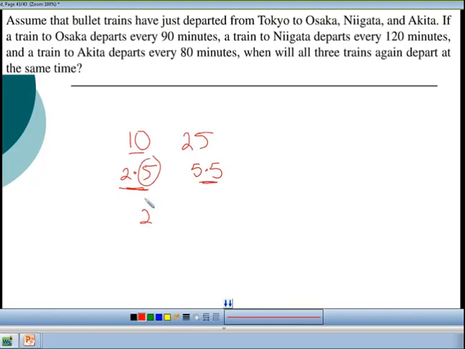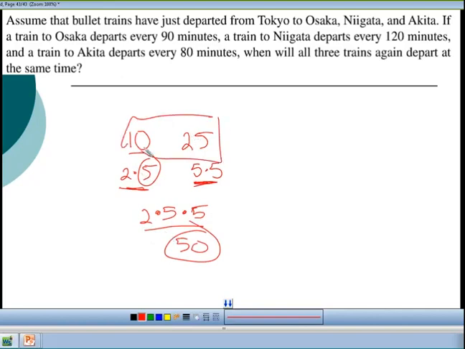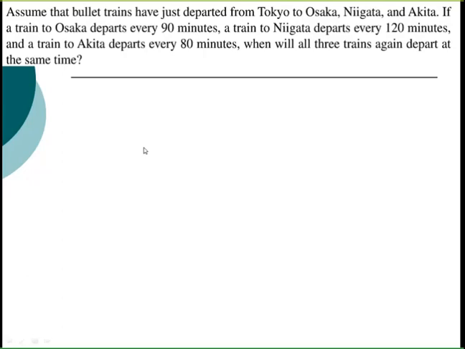This one's got one 5, so I'm definitely going to need a 5 down there. But this one has two 5s, so that means in my result I'm going to need two 5s as well. So you need a balance of as many of a prime number as you have over here. You have to have at least that many prime numbers on the right side. Whatever it doesn't have, you add down. So if I multiply 2 times 5 times 5, in other words, 2 times 5 is 10, times 5, 50 is the least common multiple between 10 and 25. So I hope that that's clear for you.